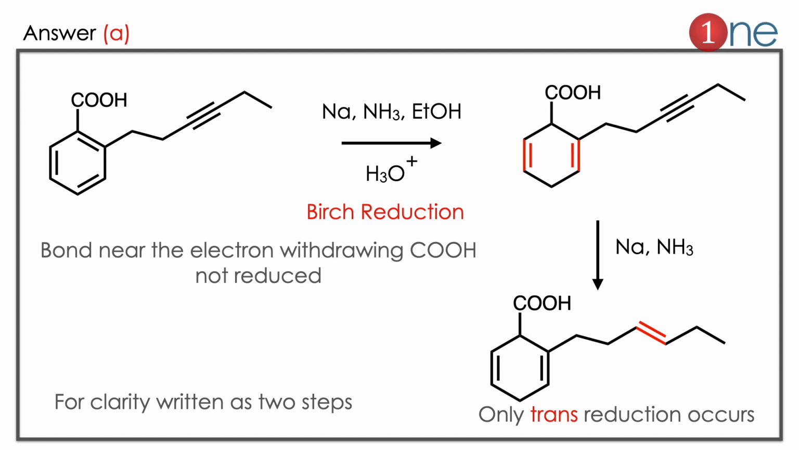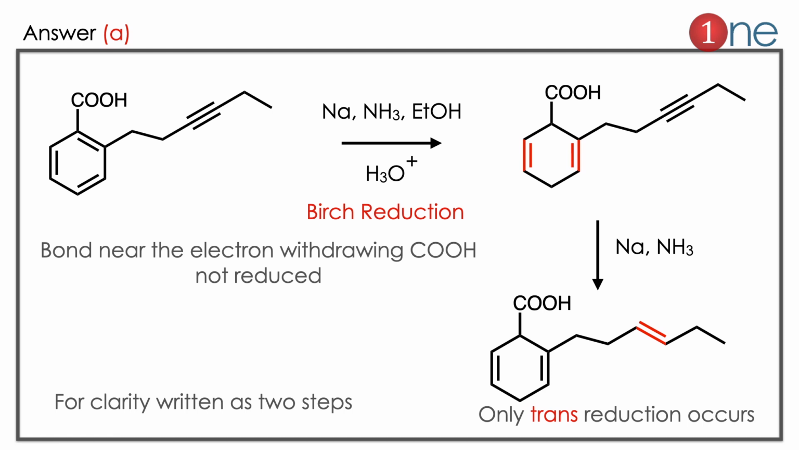The reaction is Birch reduction, so you should know that one. Then the same sodium and liquid ammonia is there. The triple bond can also be reduced by the same reagent. From that reducing agent you get only the trans reduction. So the addition of hydrogen there is trans. Here we represented it as two reactions, but actually it happens simultaneously. For clarity we wrote it as two steps.